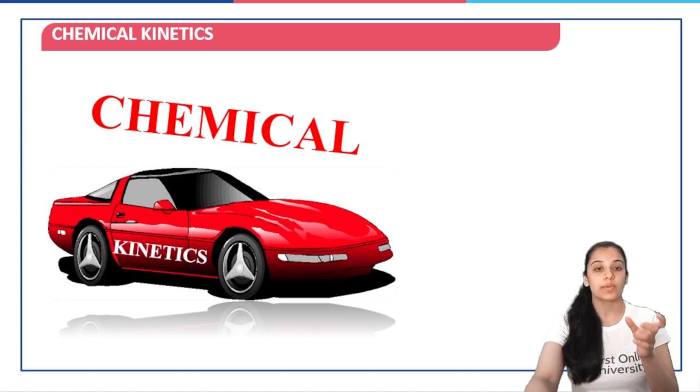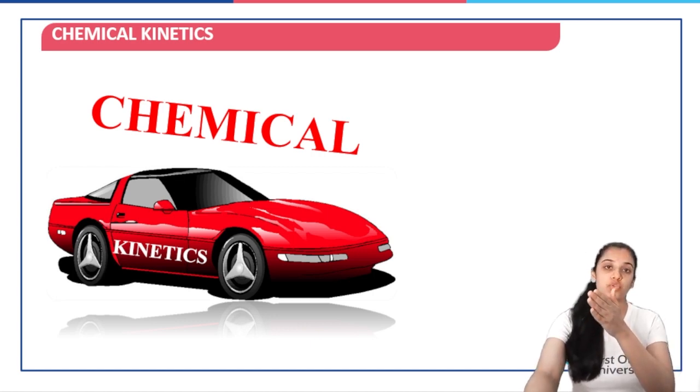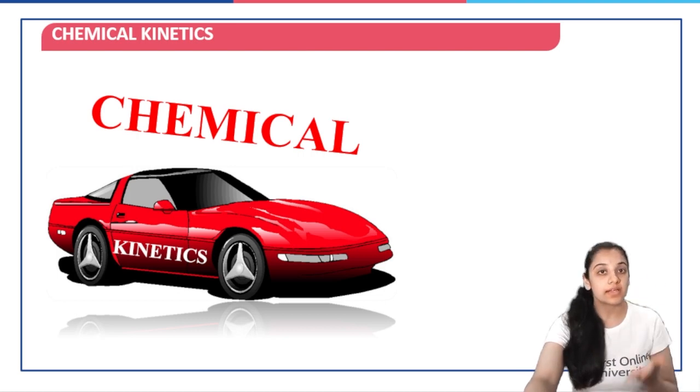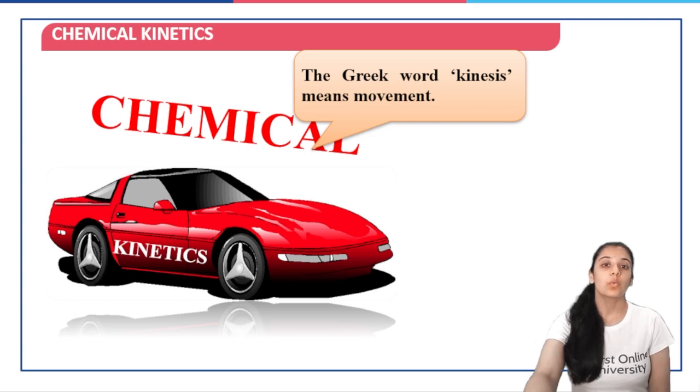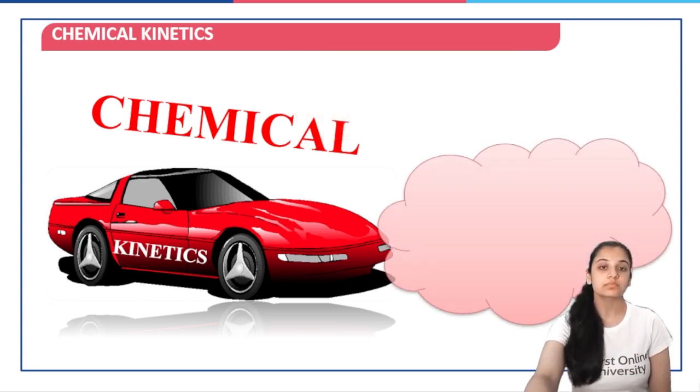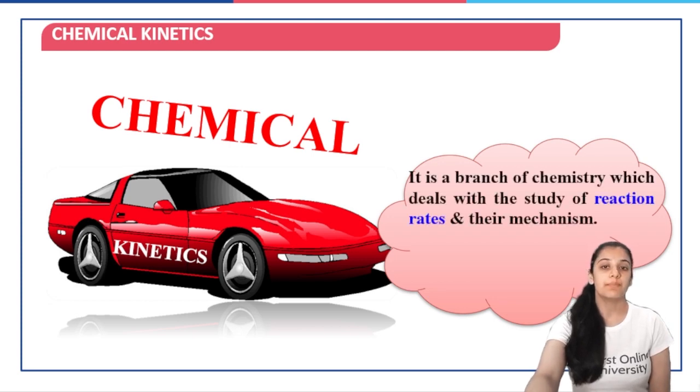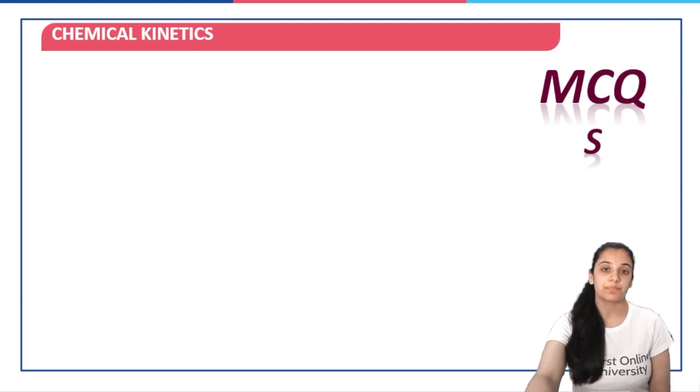So you can always remember this car that has been shown to you. The speed with which the car is going to run is nothing but the kinetics of the car. And when we talk about a chemical reaction, the speed with which a chemical reaction would take place is known as chemical kinetics. The Greek word kinesis means movement. So it is the branch of chemistry which deals with the study of reaction rates, not only the speed or the rates of reaction, but also the mechanism of reaction.